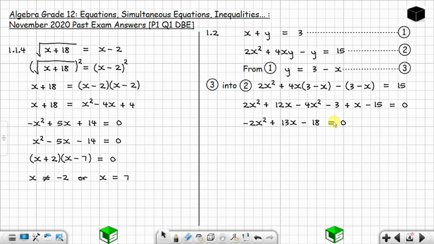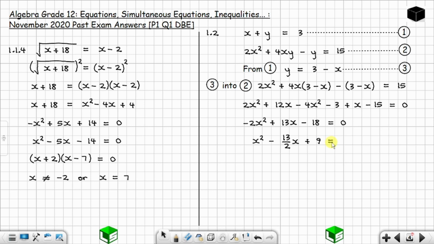So when you divide by negative 2 throughout, this becomes x squared, and this becomes negative 13 over 2 x, right? You are dividing by negative 2 throughout. When you divide this 13 by negative 2, you have negative 13 over 2. And you divide this negative 18 by negative 2, it becomes plus 9, right? Negative divided by negative is plus, and 18 divided by 2 is 9.